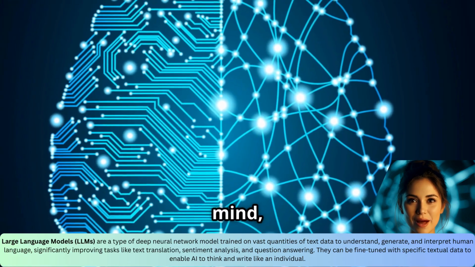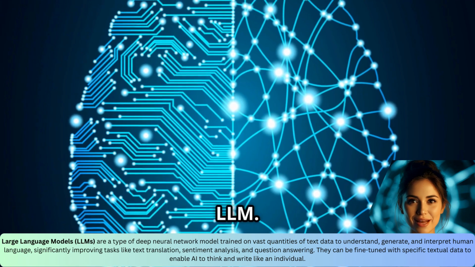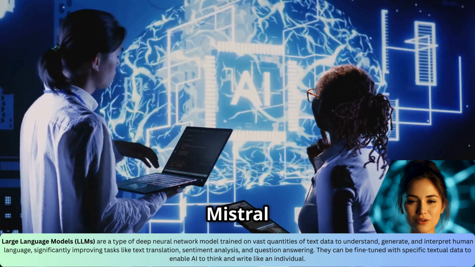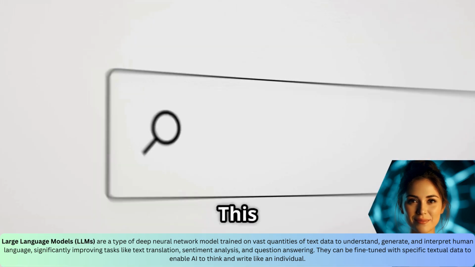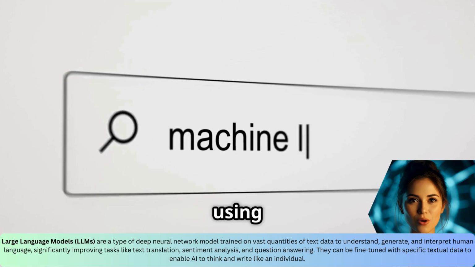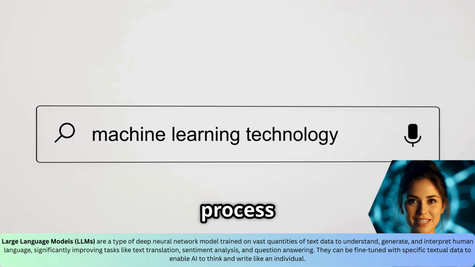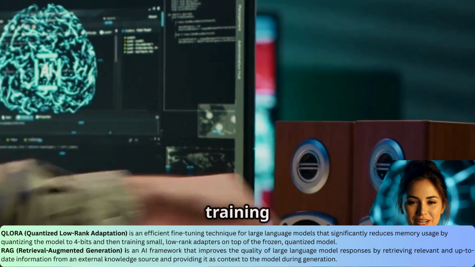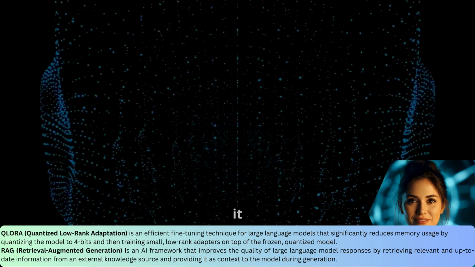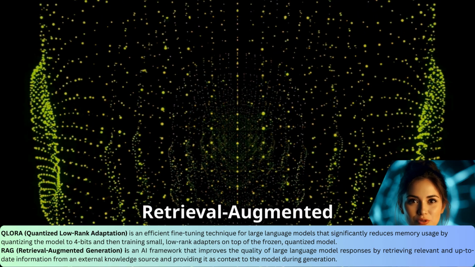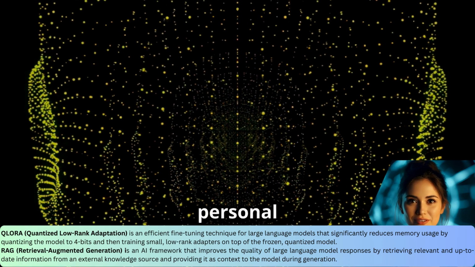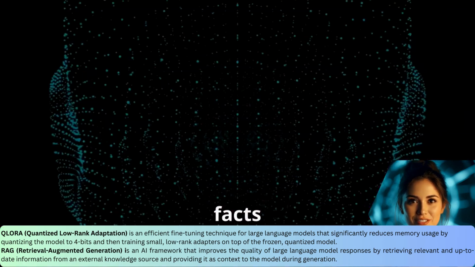First is the mind, powered by a large language model, or LLM. They don't build this from scratch. They take a powerful base model, like Mistral or Llama, and then fine-tune it. This means they retrain the generic model using only your textual data. This process teaches the AI to think and write like you. To make this accessible, they use techniques like QLoRA, which lets them do this intense training on consumer-grade computers. To make it even smarter, they often add a system called Retrieval-Augmented Generation, or RAG. This connects the LLM to your personal files so it can accurately recall specific facts from your life.